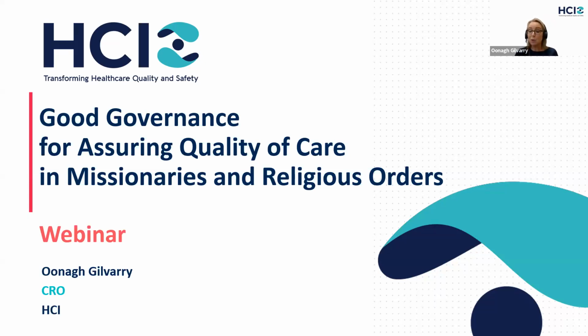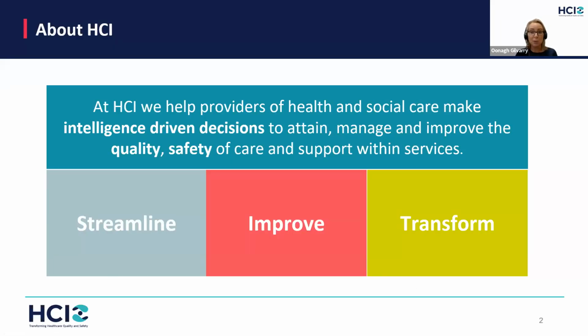And this morning, as I said, this is part of a series of webinars that HCI run, but our specific focus is on good governance for assuring quality of care in missionaries and in religious orders. So what we're going to be looking at is what good governance actually is, what it means, and how services can objectively review their approach to governance and the tools available to drive continuous improvement to ensure that you're fulfilling a duty of care to your older members. We're going to be about 30 to 35 minutes or so as we run through this information.